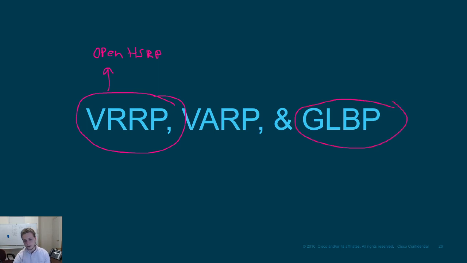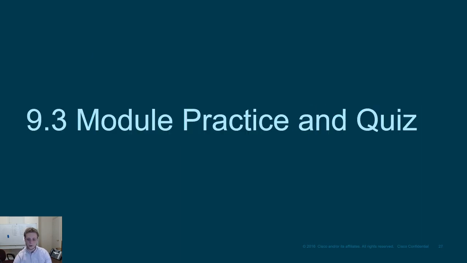Now, GLBP is, again, Cisco proprietary. I'm probably going to spell this wrong. Proprietary. And it provides us with load balancing. Very, very important. Now, VARP is going to be another standard that other vendors can use that is basically GLBP, but is available for other vendors.